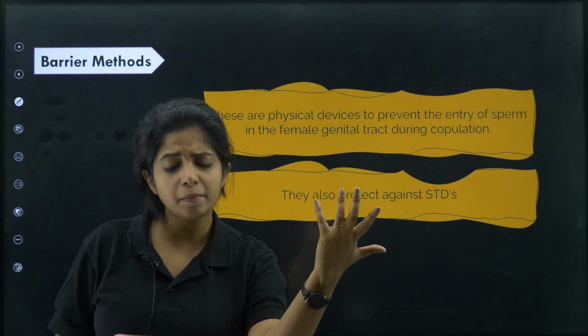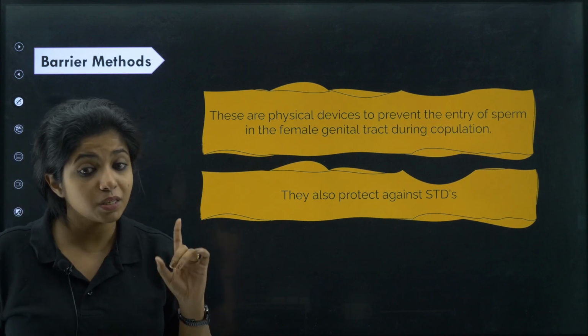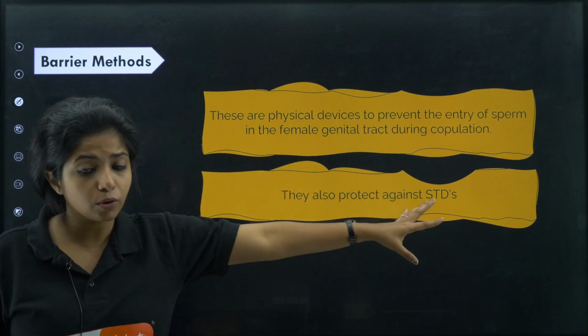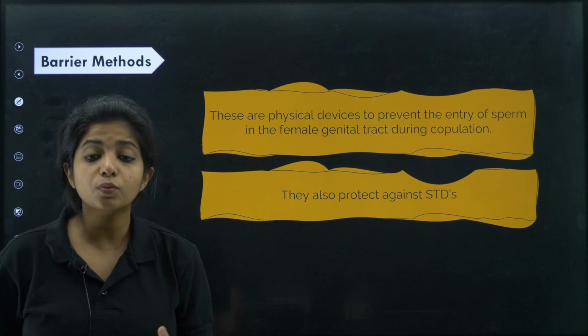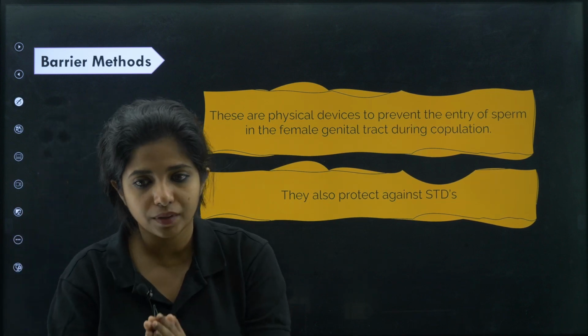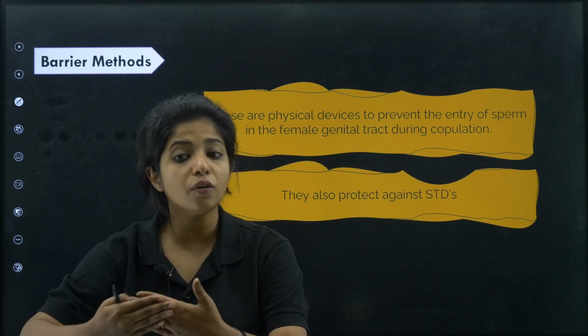You might be thinking, why is ma'am not talking about STD? I am going to talk about that. Listen to me carefully. The barrier method is a way of contraception. All the things that we are going to study are contraceptive methods. First is the barrier method, where you are creating a physical barrier between the sperm and the egg. You're not allowing them to meet.